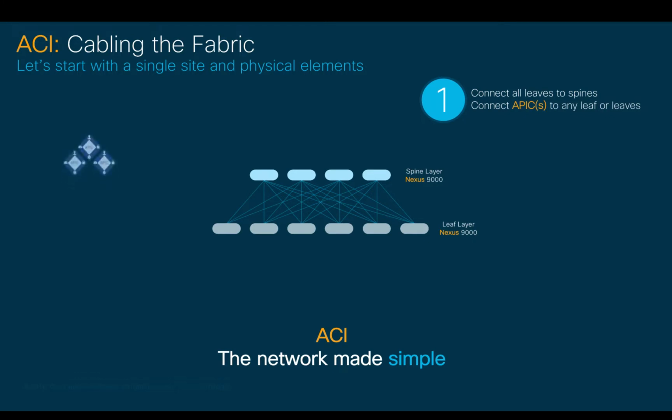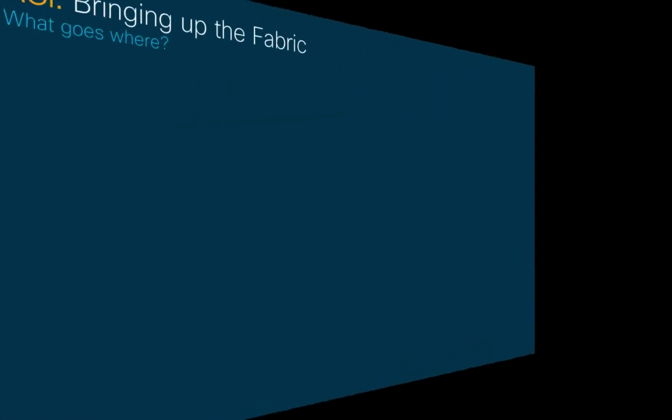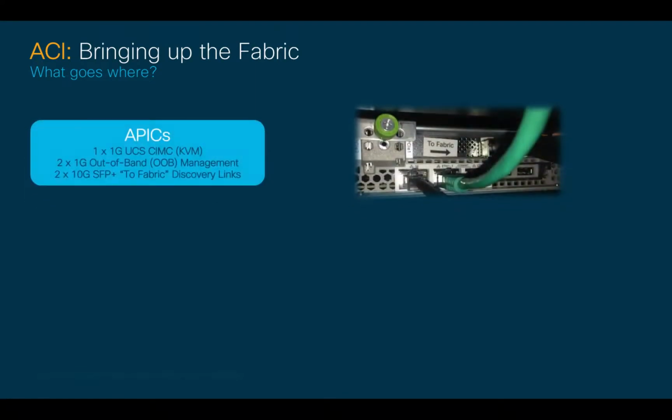The other objective is to connect the physical APICs to any leaf or leaves to allow automatic fabric discovery from them. If you will use virtual APICs in your environment, set up the physical APIC first as shown here, and we will cover the virtual APIC setup later in another sub-module. Let's start by cabling the physical APIC server or servers.